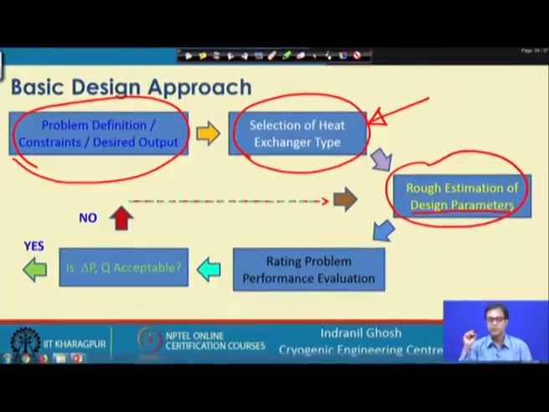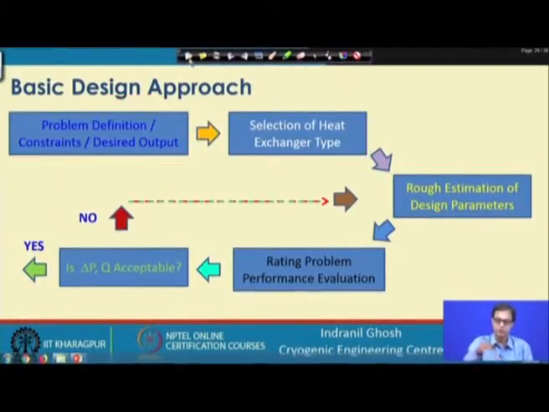By design parameters, we mean that we come to know about the length, maybe the diameter of the tube, and we will be able to tell about the shell diameter, etc. Once we know all those parameters, then we go for a rating problem.